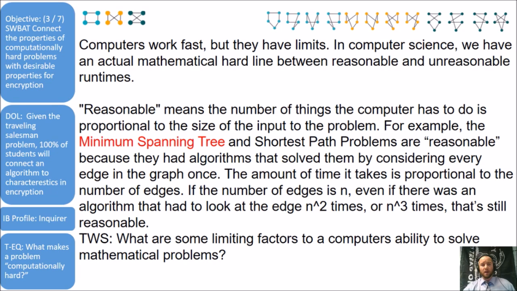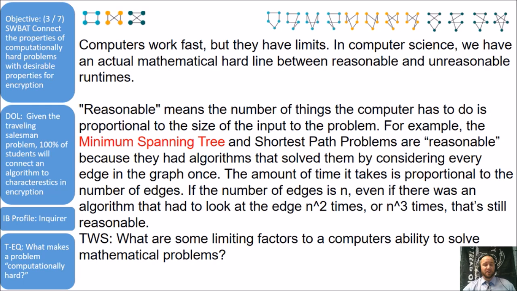For example, the minimum spanning tree and the shortest path problems are reasonable because they had algorithms that solved them by considering every edge in the graph once. The amount of time it takes is proportional to the number of edges. If the number of edges is n, even if there was an algorithm that had to look at the edge n squared times or n cubed times, that's still reasonable.